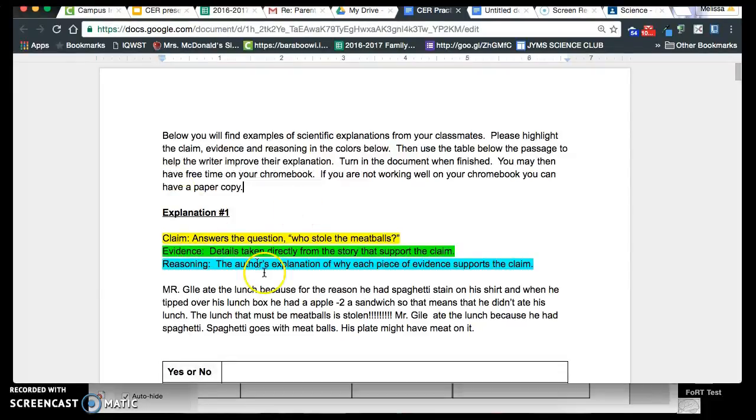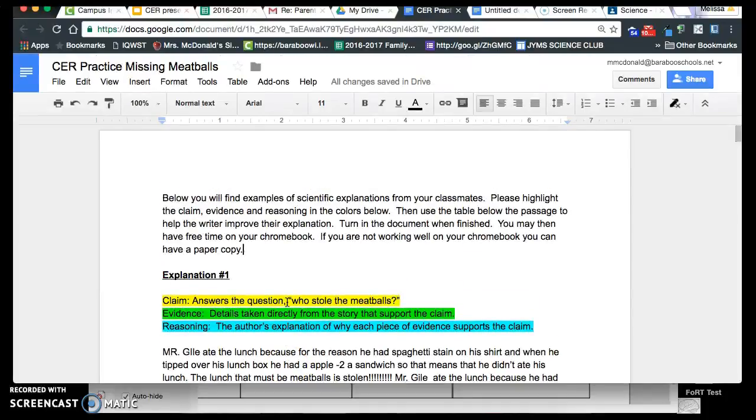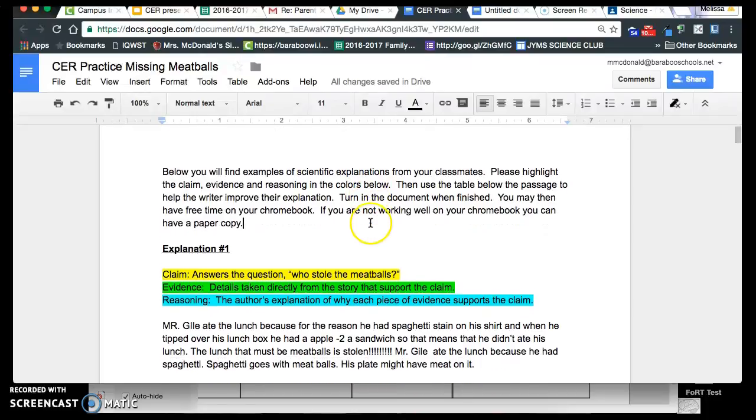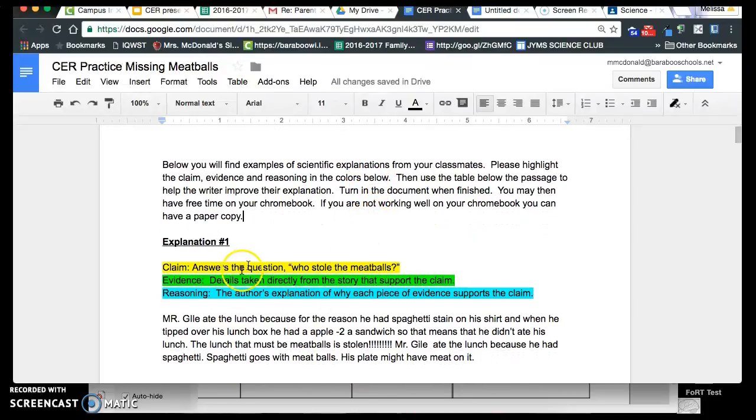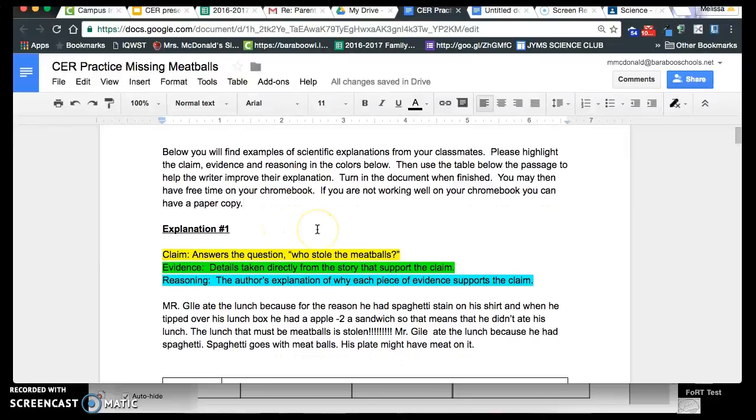So first, you're going to need to know how to use your highlighter. So I'm going to open my toolbar so that I can see my highlighter up at the top of the screen because I'm going to need to highlight different things in these colors. So it says, here are the directions. Below you will find examples of scientific explanations from your classmates. Please highlight the claim, evidence, and reasoning in the colors below.